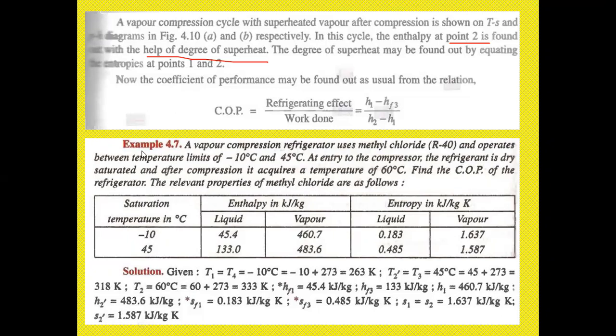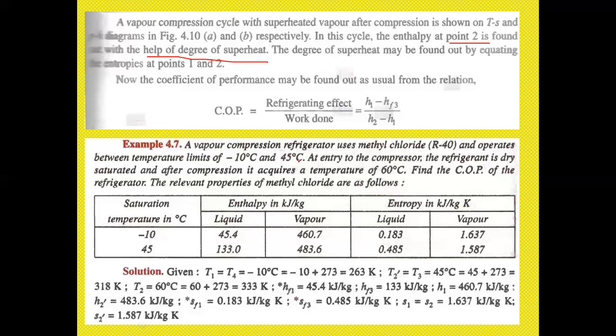Yes. Now coming to the problem. A vapor compression refrigerator uses methyl chloride. The refrigerant name is methyl chloride R40 and operates between the temperature limits of -10 degrees centigrade and 45 degrees centigrade. On entry to the compressor the refrigerant is dry saturated, and after compression it acquires a temperature of 60 degrees. Find the COP of the refrigerator. The properties of methyl chloride are shown in the table.